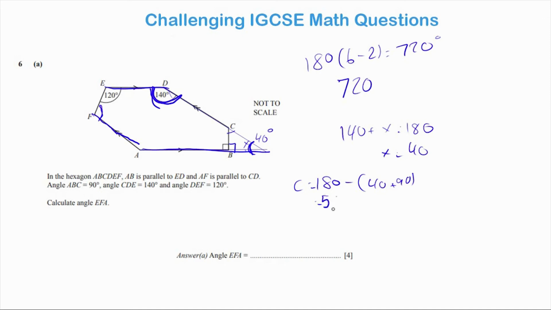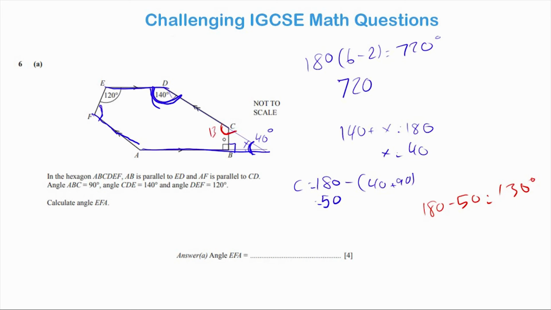So C is equal to 50. Now if this angle is 50, of course we can find this angle, since this is a straight line, so they add up to 180. 180 minus 50 is equal to 130 degrees. So this other angle is 130.